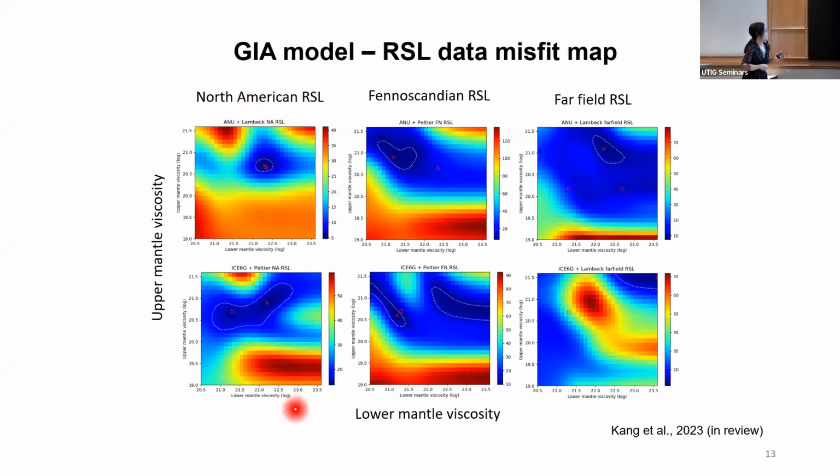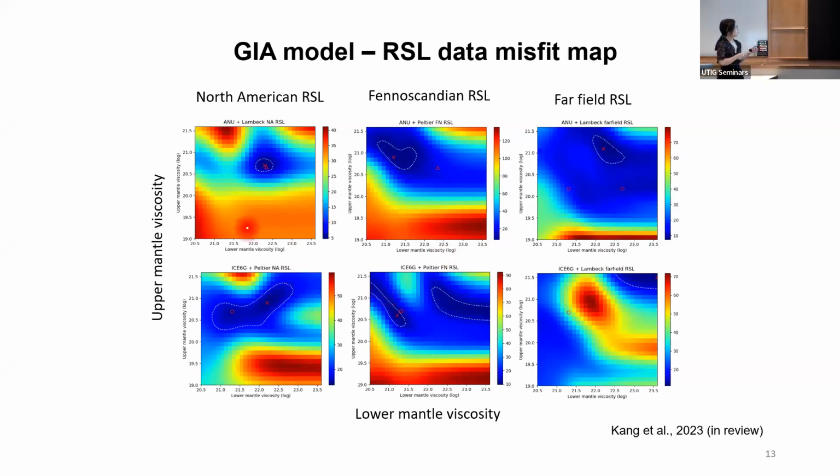Example here, the first column I show is both the NU ice and the ICG ice. This grid search method, we call this the viscous misfit map, can give us which pair of the upper and the lower mantle viscosity will give us the best fit to the relative sea level data in the North American region. Also, this is for Venus-Gadian. And then this is how those two ice models can fit the far field with a particular pair of the upper mantle and lower mantle viscosities.